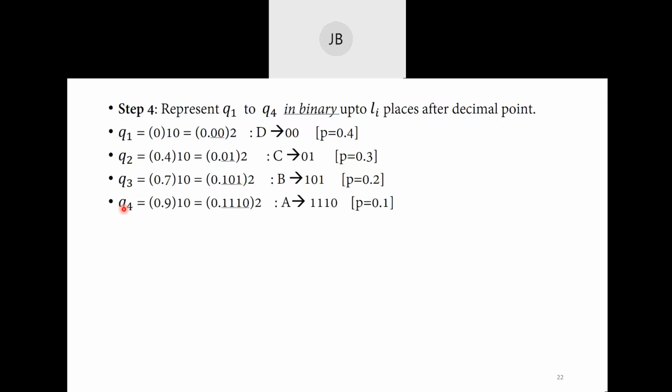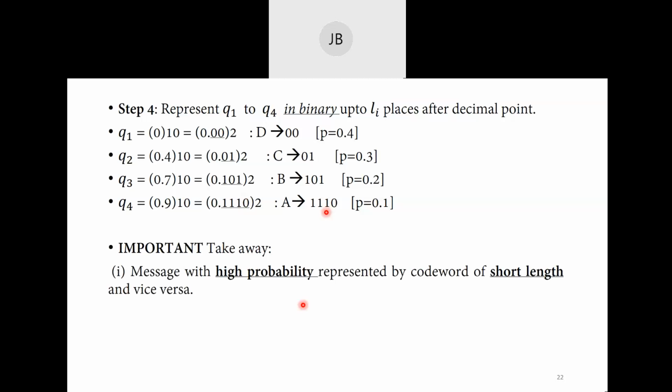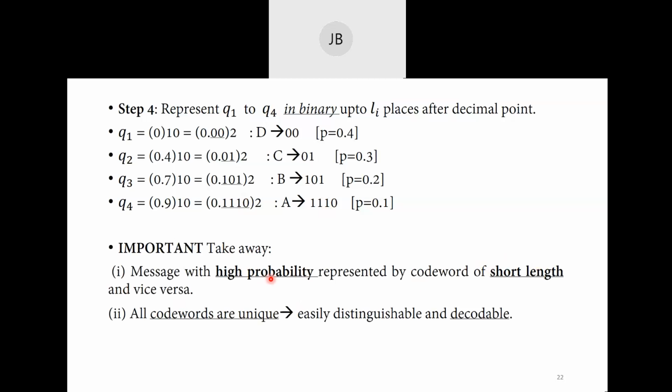Similarly for Q4, the decimal value is 0.9. When it is converted into binary, it becomes 0.1110. There are 4 digits here because its code word length Li is 4, and these 4 bits form the code word for symbol A. Now the important takeaway here is that the message with the highest probability will have the shortest code word length, and vice versa. This we have seen even earlier. And all code words are unique, and they are easily identifiable and easily decodable.